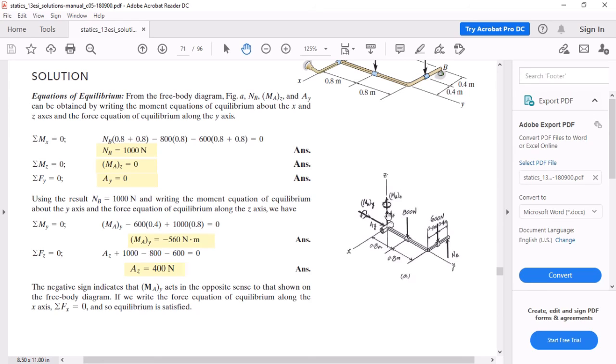Last equation summation forces in the z direction equal to 0 عشان نحسب قديش قيمة ال AZ. وال AZ minus 800 minus 600 plus 1000، طلعنا ال AZ قيمتها 400 نيوتن. So again, steps of solution: free body diagram, apply equations of equilibrium, find the unknowns.